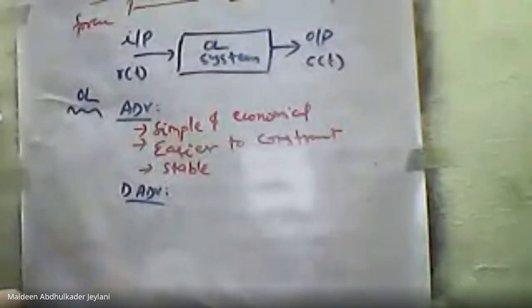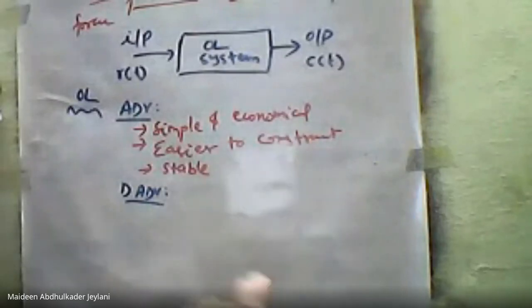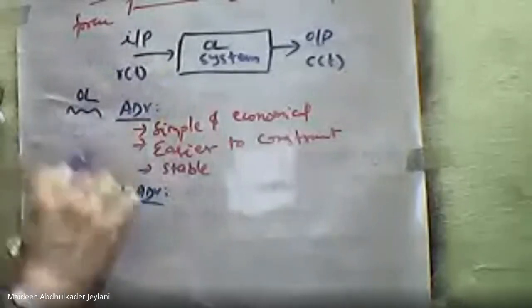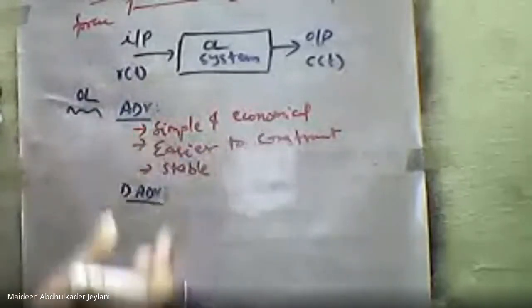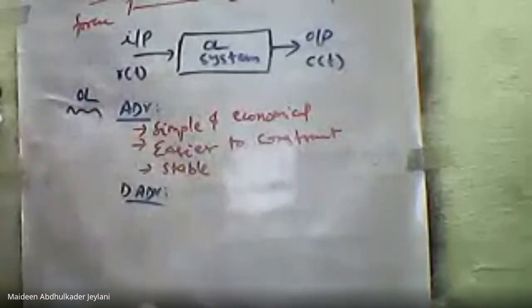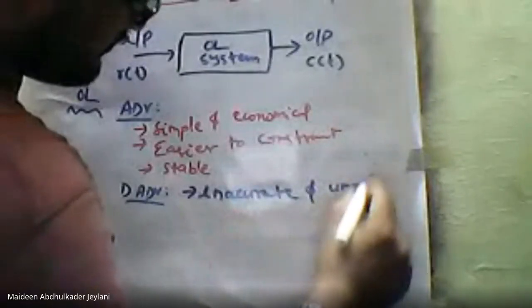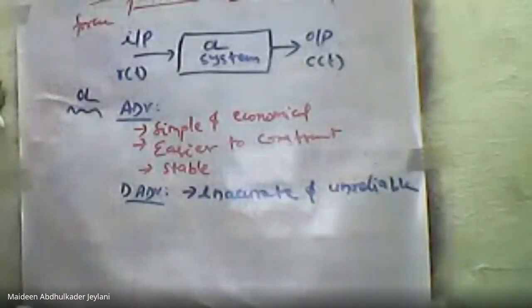Our disadvantage in the open loop system is that it is inaccurate and unreliable because the output is not corrected automatically. We don't have any feedback from our output to the input. There won't be any comparison between actual and reference signal. Whatever input you are giving to the system, based on your input, you will get some output from your system. Clear? We cannot say that the output is the desired output or an accurate output. That's why our open loop system is inaccurate and unreliable.